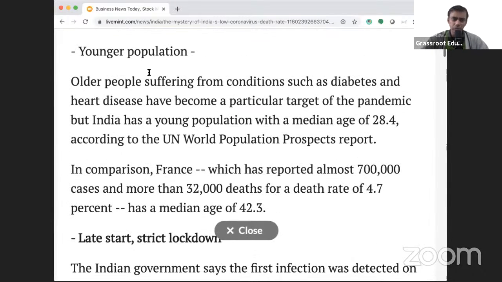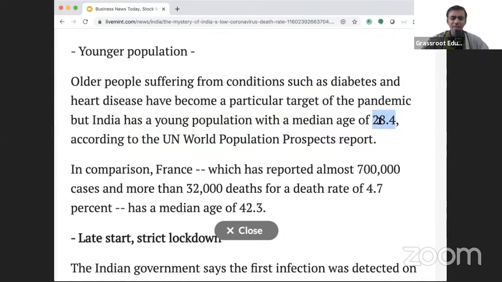So the first reason: younger population. Older people suffer from conditions such as diabetes and heart disease. People suffering from these conditions have become a particular target of the pandemic. But India has a young population with a median age of 28.4.